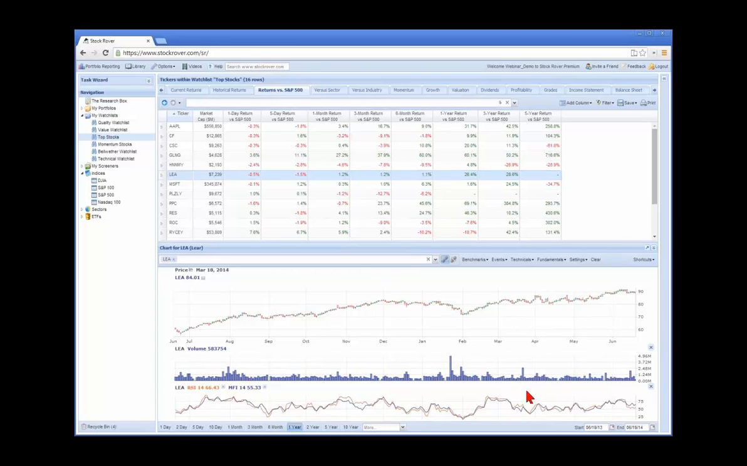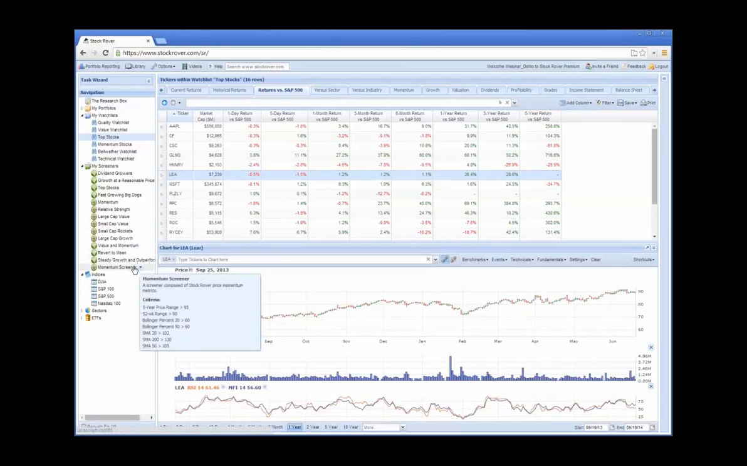You can also screen on technicals in Stock Rover. We do have some screeners that have technical elements. In particular, this momentum screener, which is in the library, looks for stocks that have price momentum. So it's near the top of its price range, its Bollinger Bands, in relation to its highs, and also its simple moving averages. So you can do that, or you can create your own technical screener.